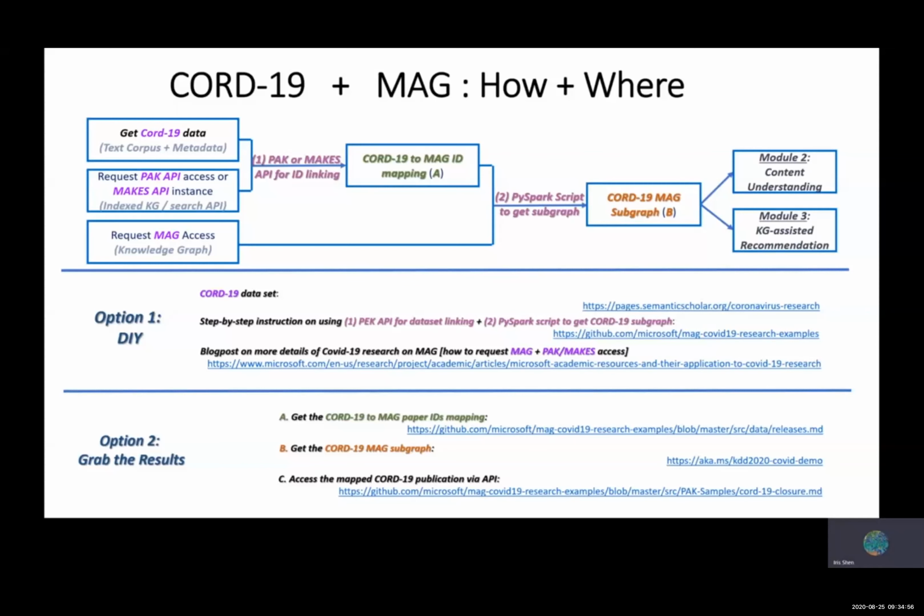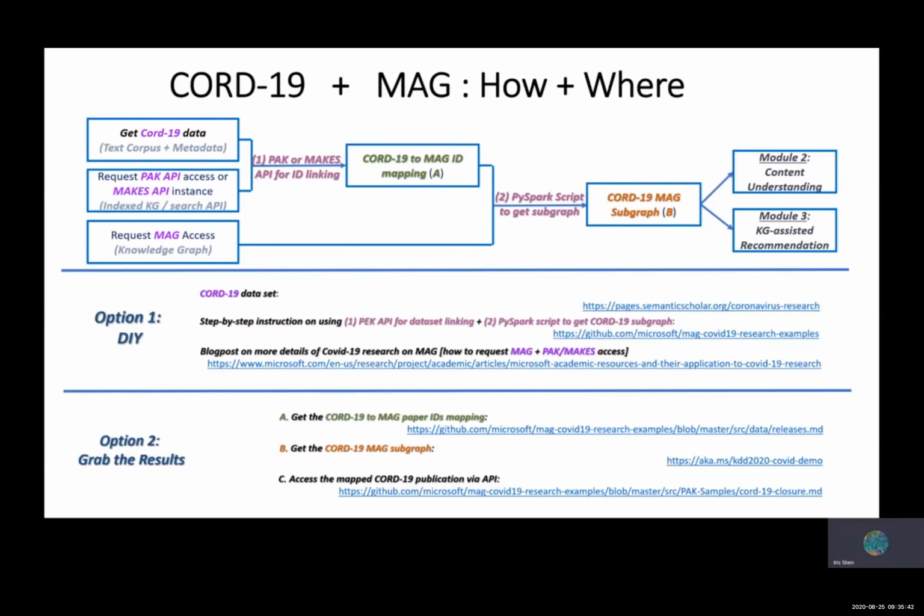Once we have the set of paper IDs in MAG, we can use that to run a PySpark script to retrieve a subgraph of MAG, which contains only CORD-19 paper entities, as well as associated author, journal, affiliation, and the concept or field of study entities. This subgraph is only about 0.1% in size in terms of nodes compared with the full MAG graph. When this subgraph is ready, we can continue with the application scenarios in the following modules.